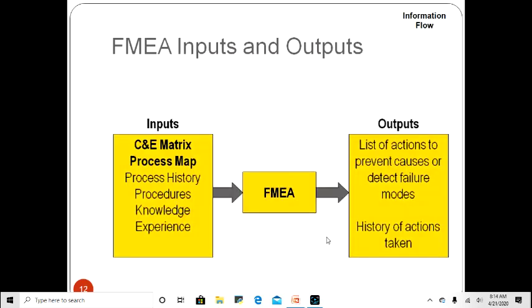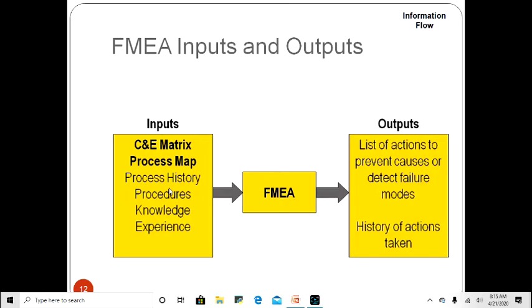Okay, so FMEA has inputs for the calculation and outputs. What are your inputs? What process histories have you followed? What procedures have you followed? Is there a comparative analysis you have done, or some past experience with your product? These may be the inputs for your analysis.